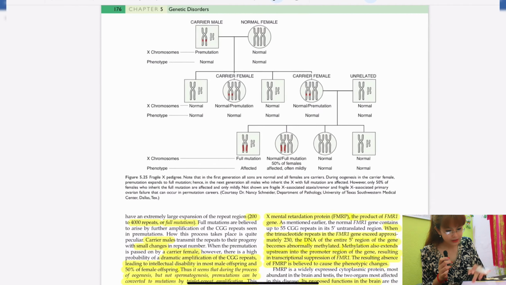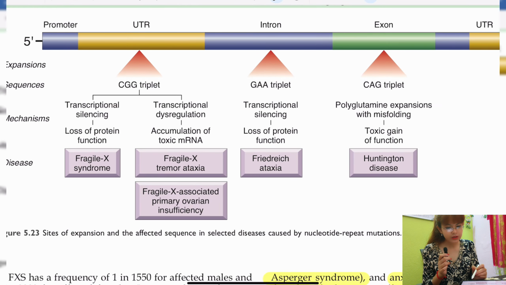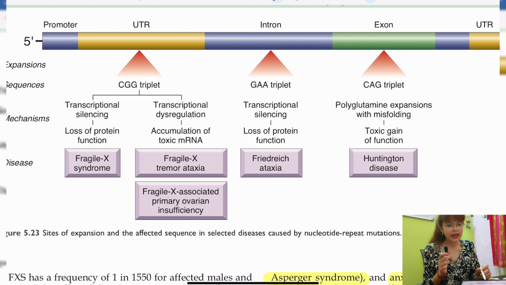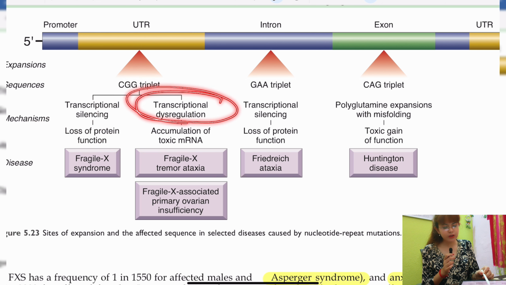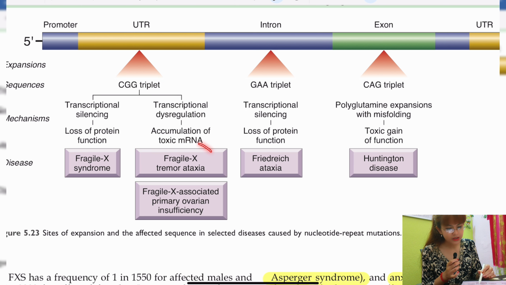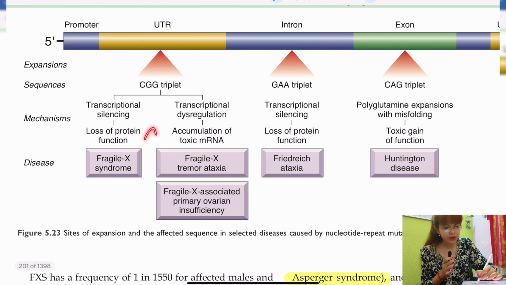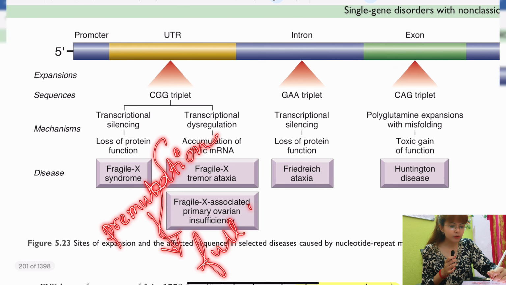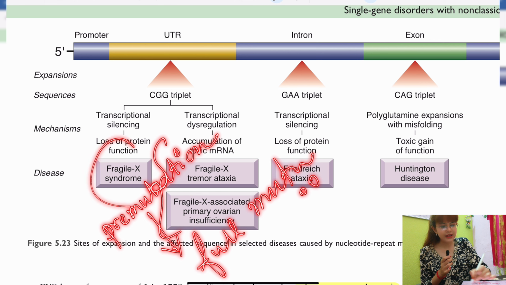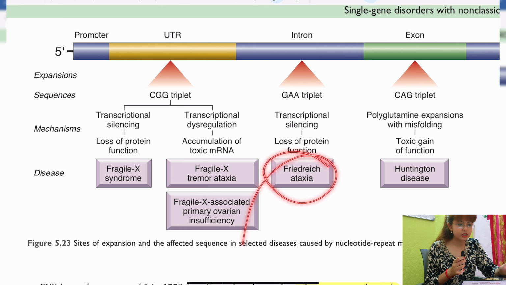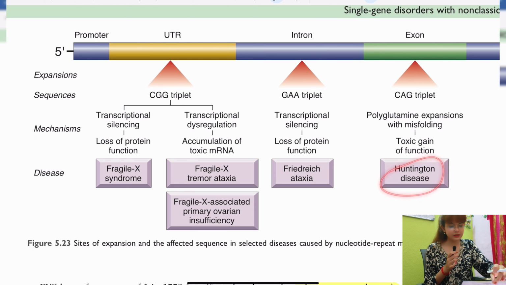So you can see here that the Fragile X syndrome is because of transcriptional silencing of the CGG repeat, and when there's transcriptional dysregulation, there's accumulation of toxic mRNA, which is ultimately causing these two syndromes. And mind you, these two syndromes happen when the pre-mutation process is going on, and once the pre-mutations get converted to full-blown mutations, then you will find the Fragile X syndrome happening. Okay, this is the GAA triplet, same process, Friedreich's ataxia; CAG triplet, same process, Huntington's disease.